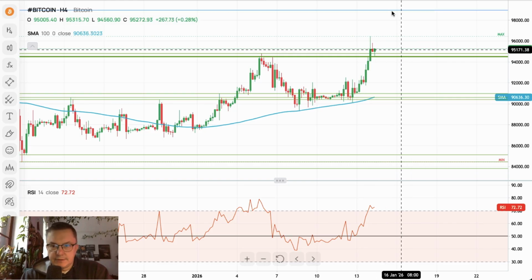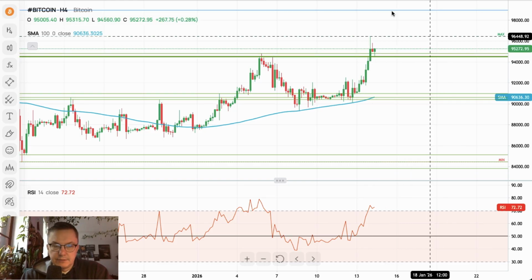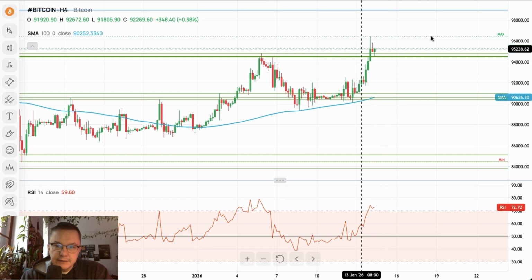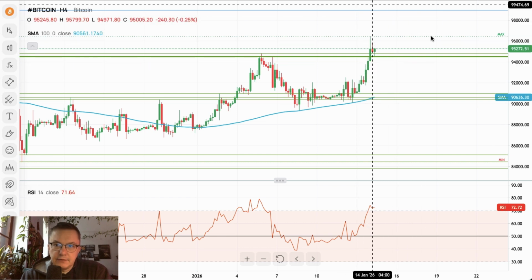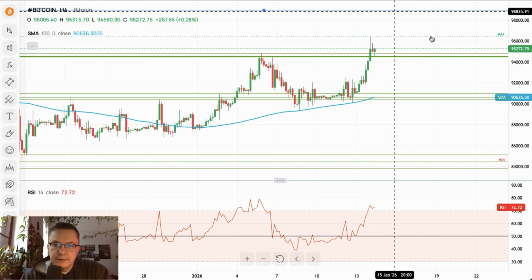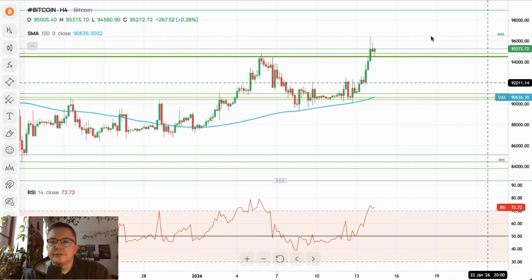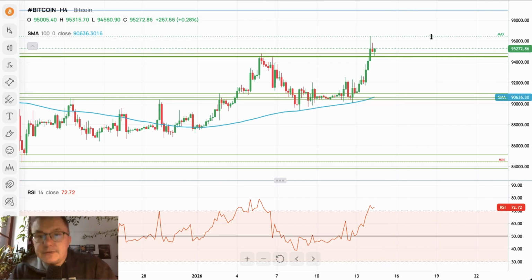Maybe some pullback, maybe some consolidation, but it looks like the bulls are strong. They broke out of the consolidation. Please be aware of the short squeeze coming as well. If there is a short squeeze, there is a very good area here between 94, 95 and 99 for the short squeeze to continue. That's everything from me for today.